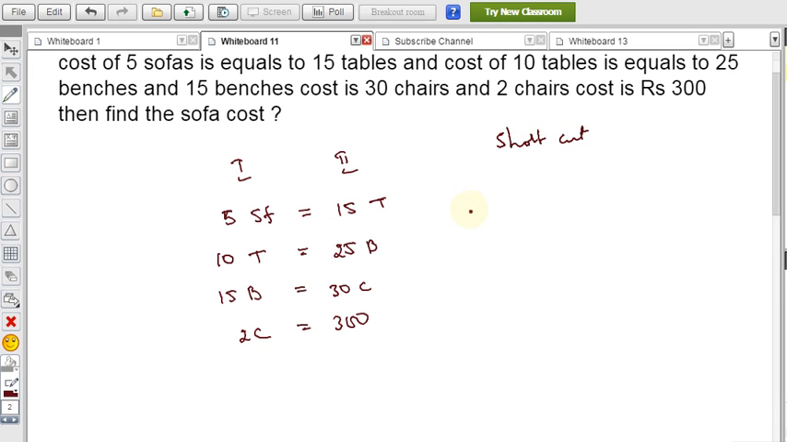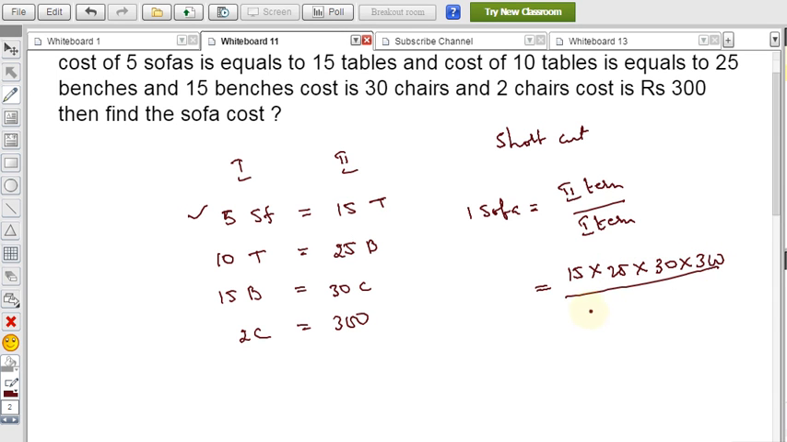If you want 1 sofa, it is equal to the second term divided by the first term, because sofa is in the first place, so we need to multiply everything, that is 15 into 25 into 30 into 300 by 5 into 10 into 15 into 2. Simplify this. 15, 15, 10 ones are 10, 3 fives are 5, 2s are 10, 30. So 25 into 3 into 30, 2250. 30 into 3 is 90, 2250. This is 1 sofa cost.